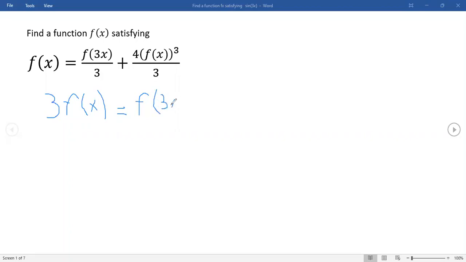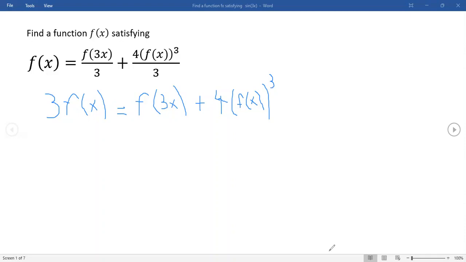Now, there is some temptation here to cancel this 3, but remember, we only cancel this 3. This 3 is actually part of the input to this function. Right here we'll have 4. And I like keeping the parentheses here, just my preference, because we are cubing the function itself, not cubing x. We're cubing the function itself. So at least now we have an expression that doesn't contain fractions.